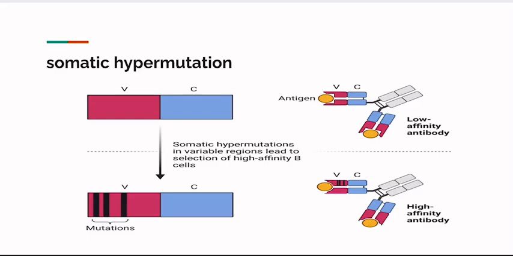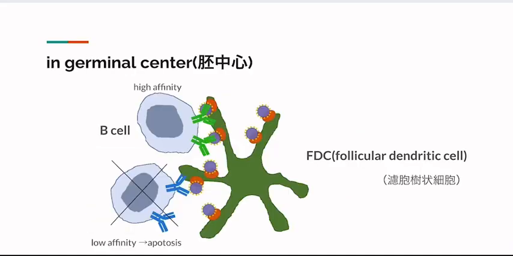More precisely, deamination of cytosine in DNA to uracil by an enzyme called AID causes DNA repair, and the mutation happens. Only B cells with high affinity remain, and those are activated by TFH cells and turned into memory B cells or plasma cells. Germinal center is a temporarily formed structure within the B cell zone in secondary lymphoid organs.